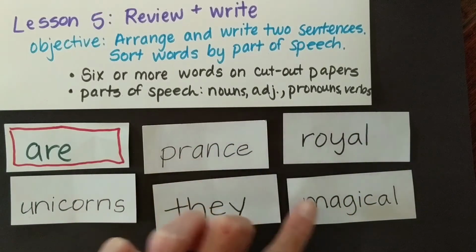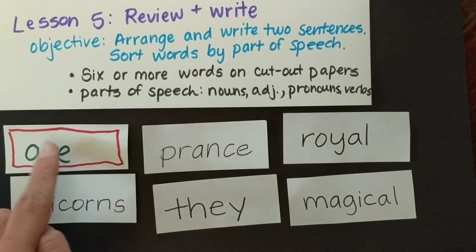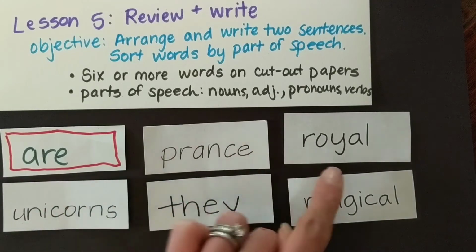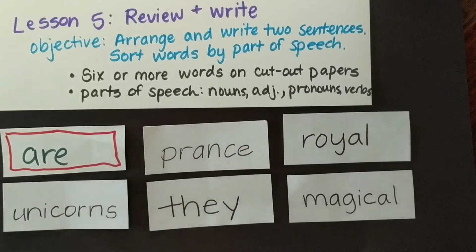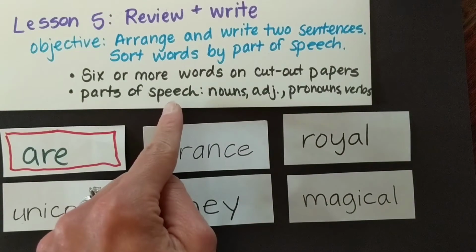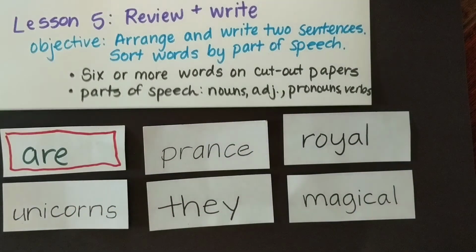So you can go ahead and copy my words, or you can choose some of your own. Just make sure you have an are, a they, a plural noun, a couple of adjectives to describe them, and then an action verb as well. Or you're free to just follow along with the sentence that we do. So 6 cutout words, and then we're going to review the parts of speech that we've gone over: nouns, adjectives, pronouns, and verbs. So let's get started.